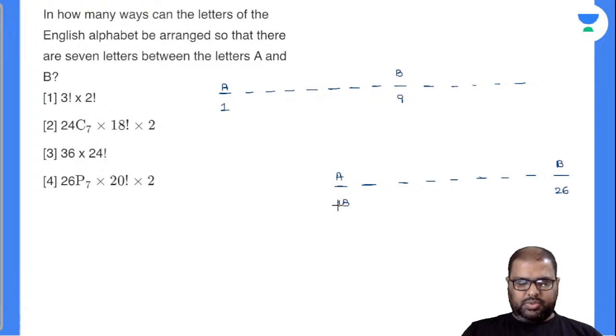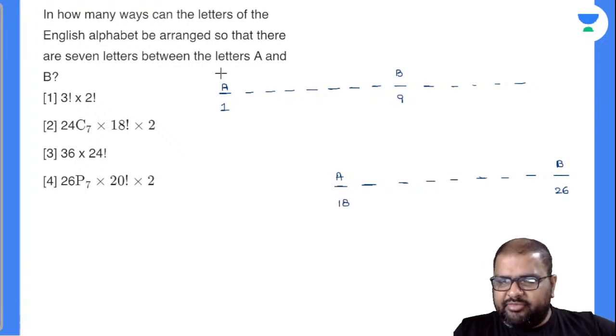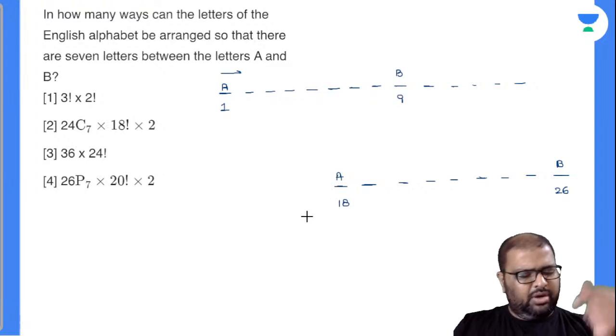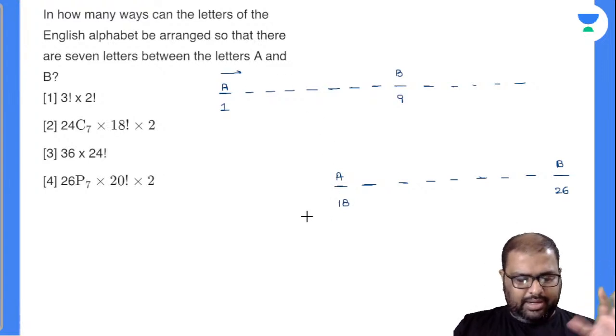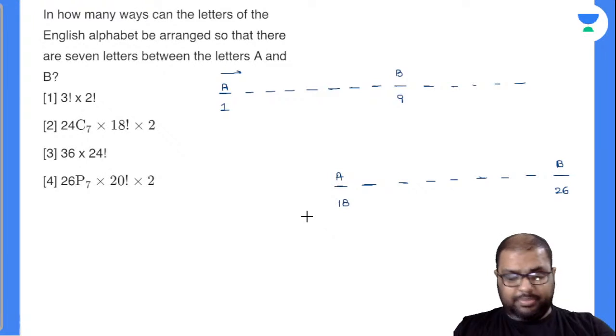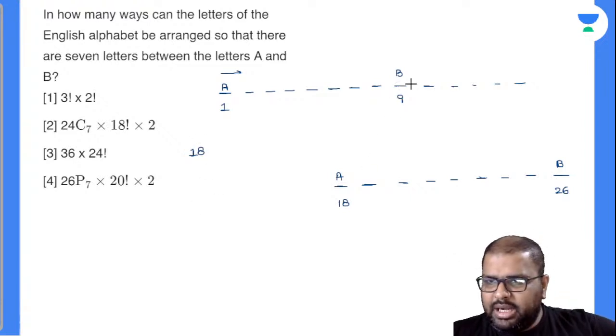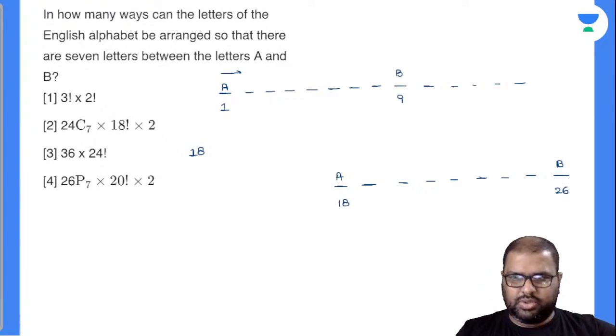Now listen carefully. So let us move A from first position to second, second to third, fourth to fifth. So how many positions can A occupy? From 1 to 18, any of the positions it can occupy. Am I right or wrong? So how many chances for A? 18 chances for A. Similarly, how many chances for B? B can occupy from 9 to 26. So totally how many? Again 18. Am I right or wrong?